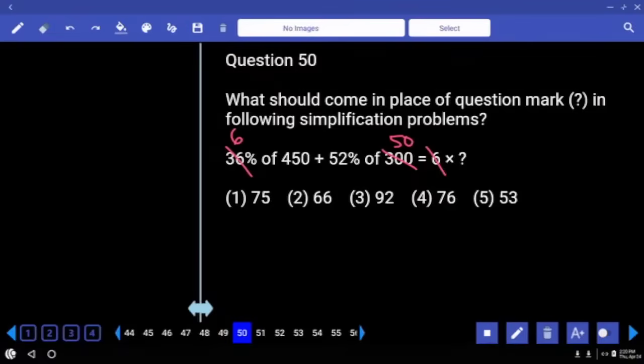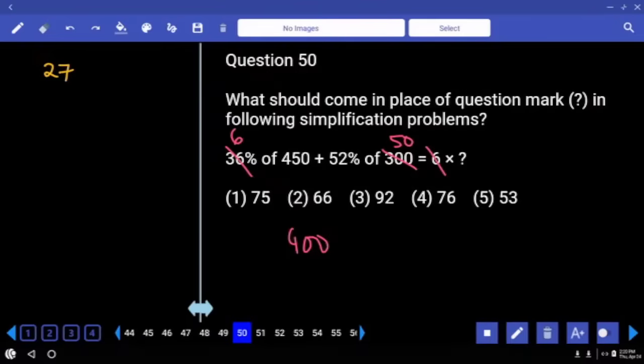Double, triple, come on. Always 1% double triple is not suggestible. It depends on the number. Which method to choose depends on the number.